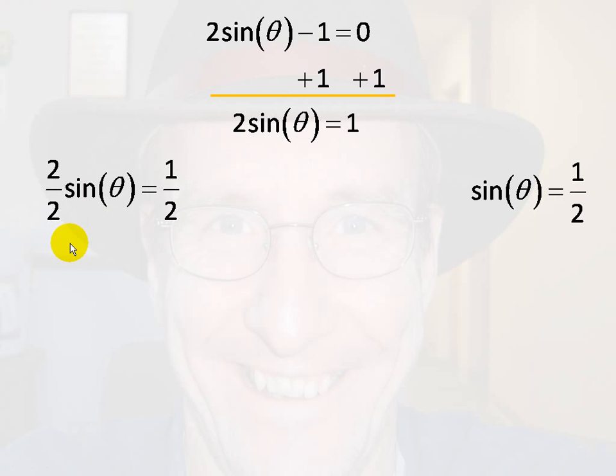Now, once we have that function solved, we can ask ourselves, where does sine theta equal 1/2? In other words, the sine of what angle is 1/2? Well, let's refer to the unit circle.